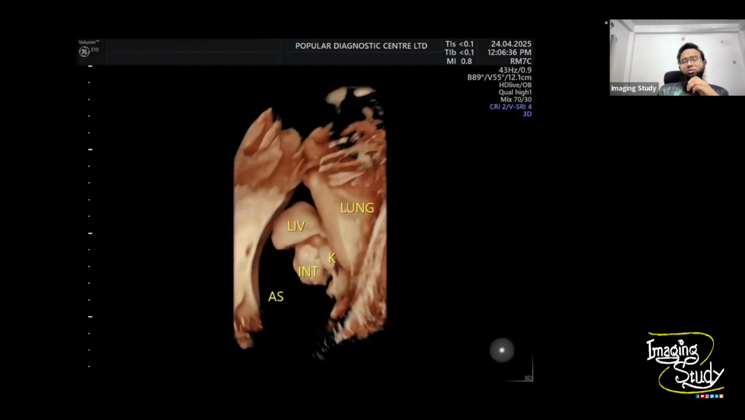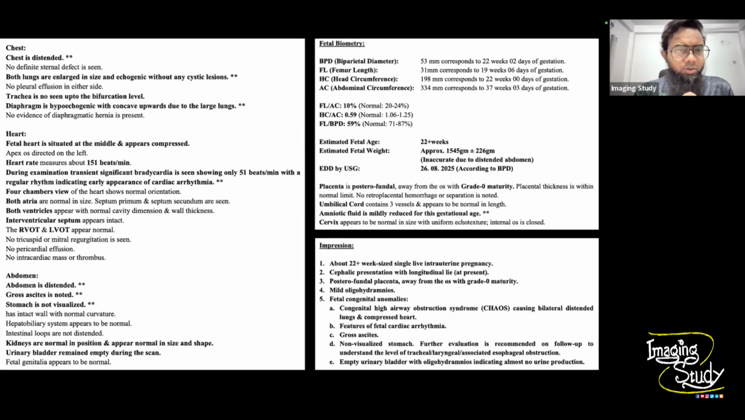So anyway, this is the 3D image of the lung, liver, intestine. This is a glimpse of the kidney in 3D. And this is the huge ascites. So whenever you get a fluid, you just practice 3D. That is the principle of learning 3D easily. Okay, so this is a big report, so I will summarize it a little bit later.